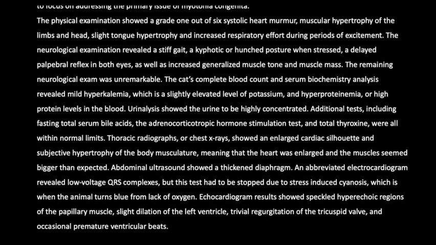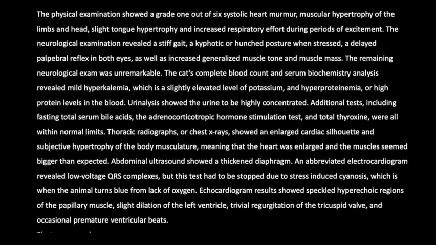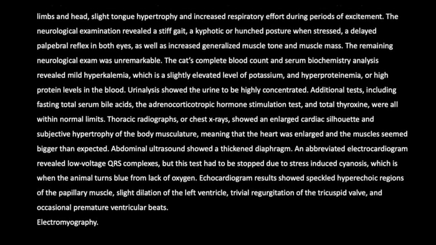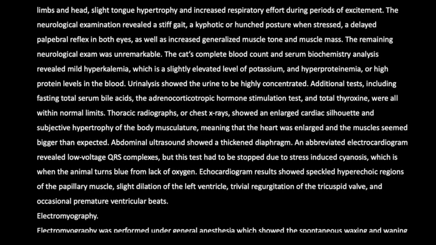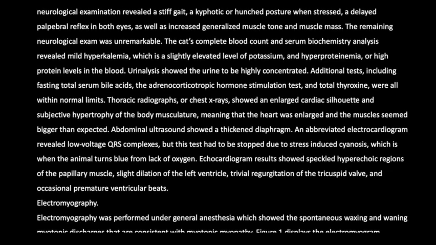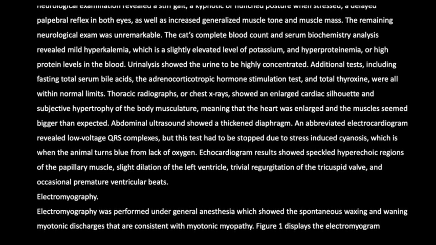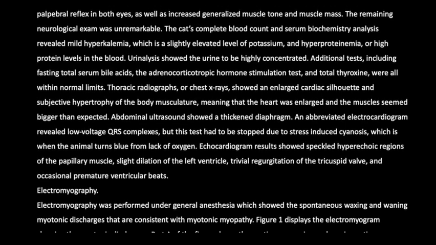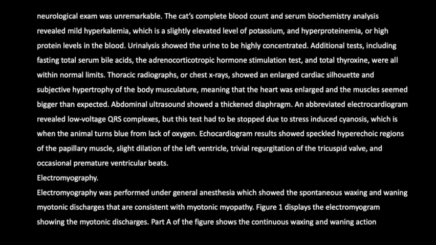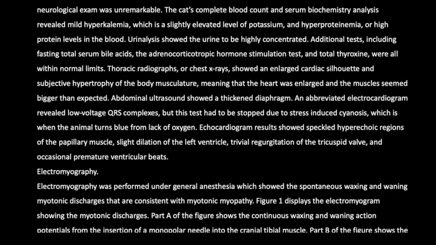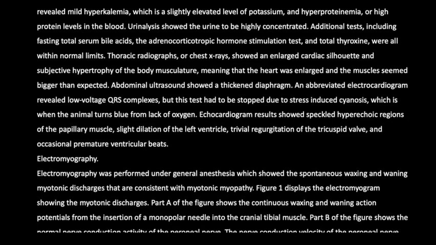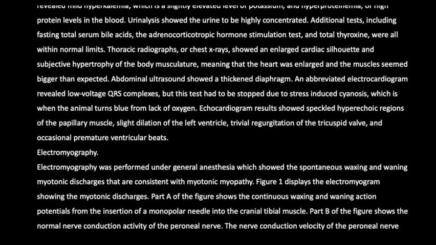The cat's complete blood count and serum biochemistry analysis revealed mild hyperkalemia, which is a slightly elevated level of potassium, and hyperproteinemia, or high protein levels in the blood. Urinalysis showed the urine to be highly concentrated. Additional tests, including fasting total serum bile acids, the adrenocorticotropic hormone stimulation test, and total thyroxine, were all within normal limits. Thoracic radiographs, or chest X-rays, showed an enlarged cardiac silhouette and subjective hypertrophy of the body musculature, meaning that the heart was enlarged and the muscles seemed bigger than expected.